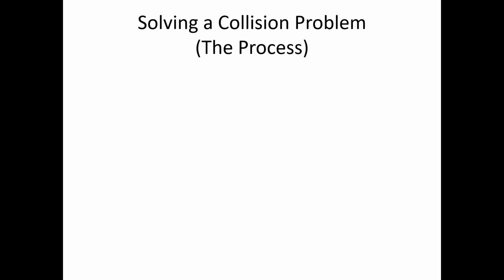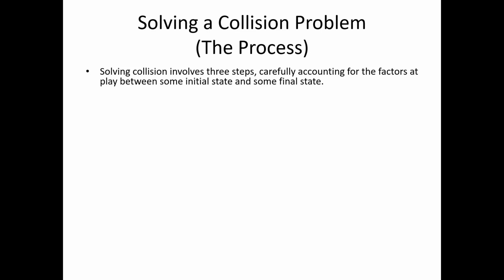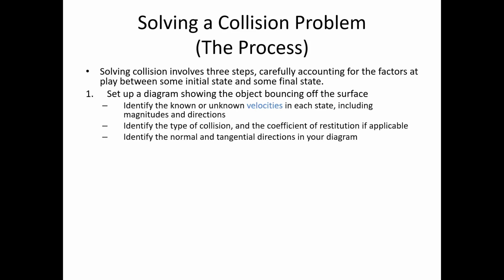Going through this whole thing, here is the process you use for a surface collision. We have to carefully account for factors at play between some initial state and final state, usually before and after impact. We set up a diagram showing the object bouncing off the surface, and identify any known and unknown velocities in each state, including magnitudes and directions. It's going to let us break it down into normal and tangential components. You want to identify the type of collision and, if possible, the coefficient of restitution. We want to identify the normal and tangential directions clearly in our diagram.